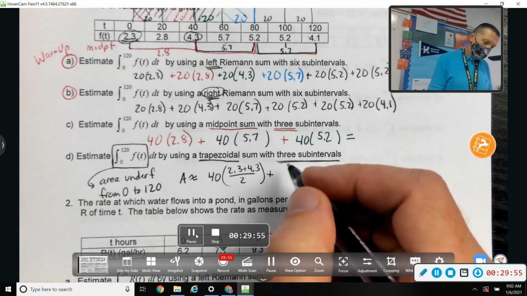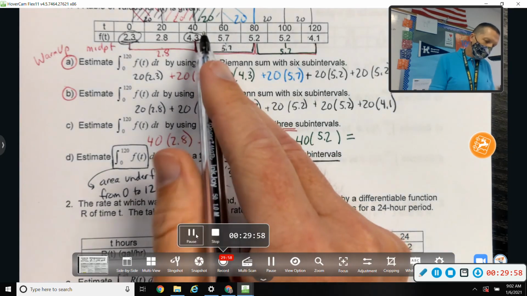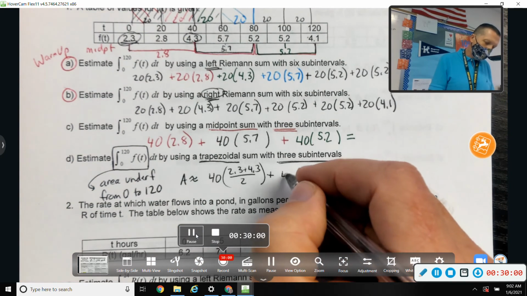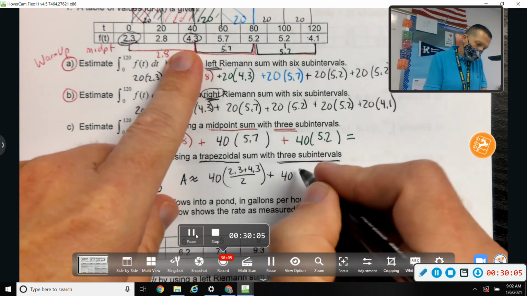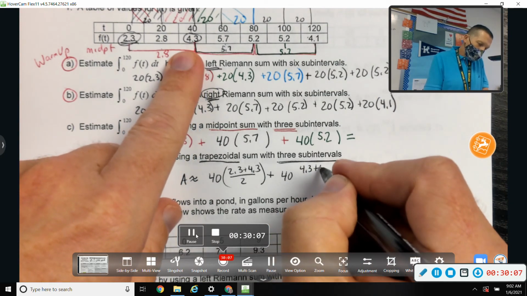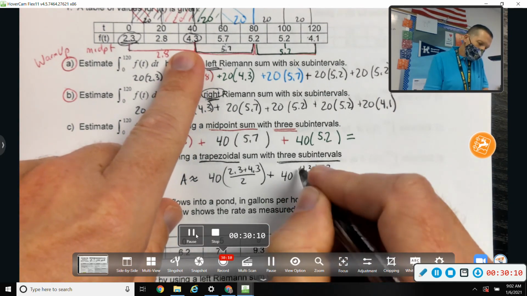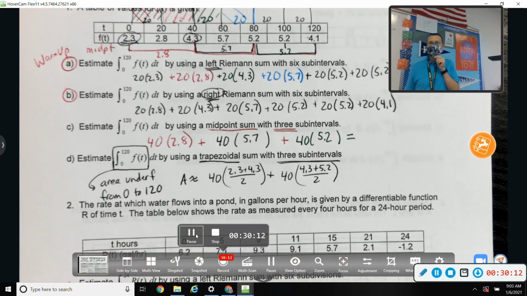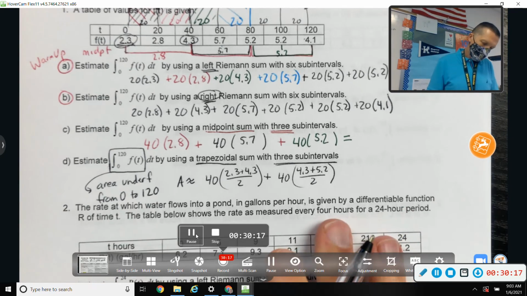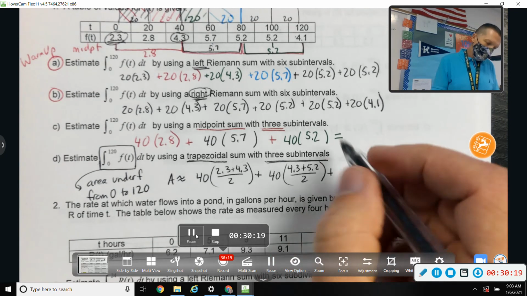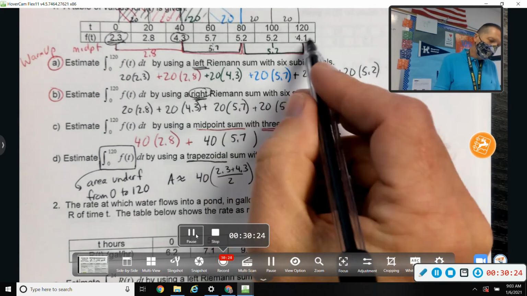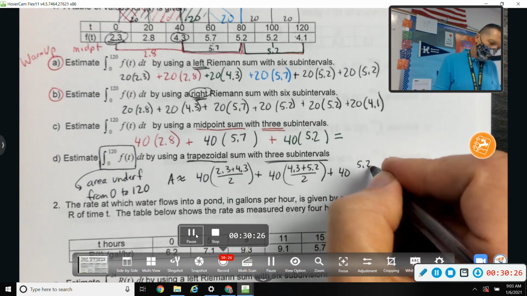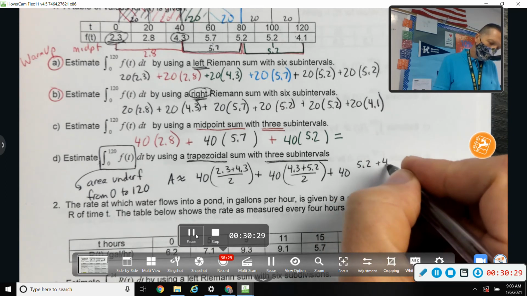Second trapezoid goes from 40 to 80, so that's 40 wide as well. And again, I'll use the two endpoint heights. 4.3 plus 5.2 all over 2, because I want the average height based off the two endpoint heights. And then the last one, 80 to 120, so that's 40 wide. Again, the average of the endpoint heights. 5.2 plus 4.1 all over 2.